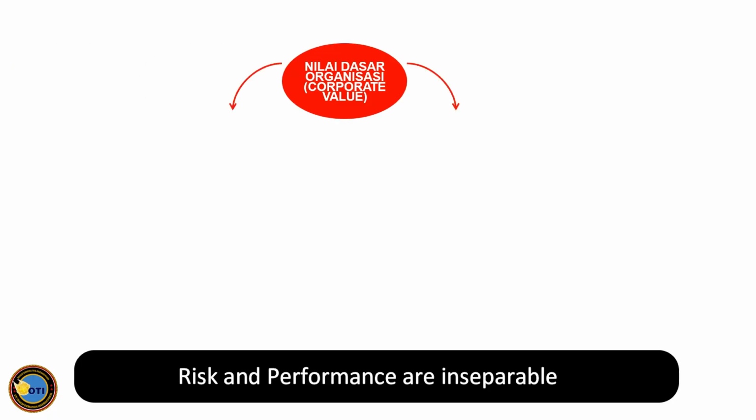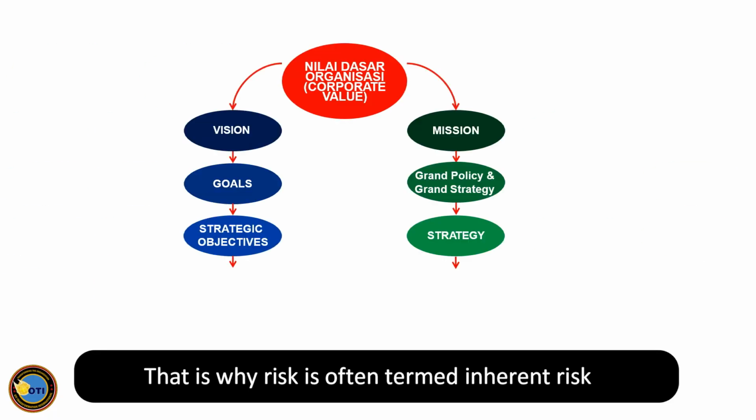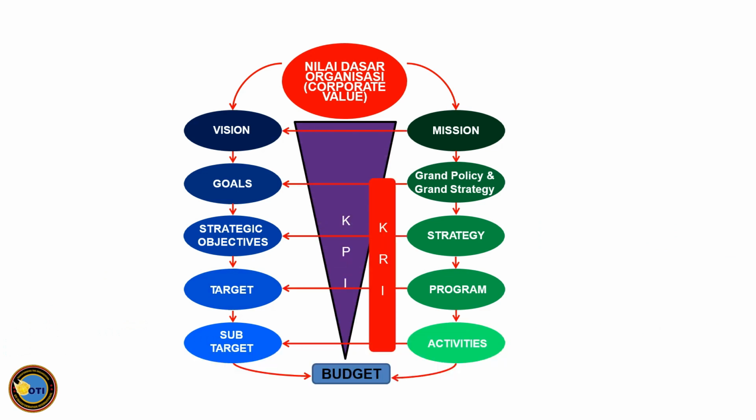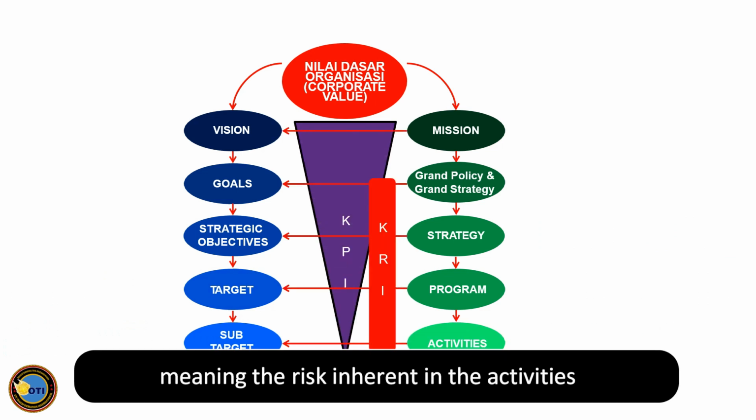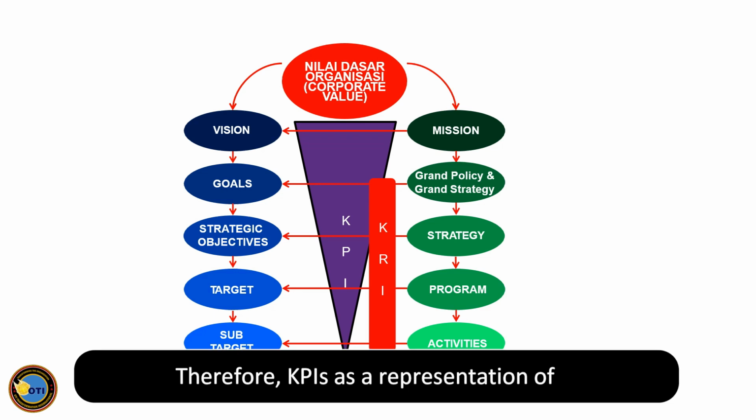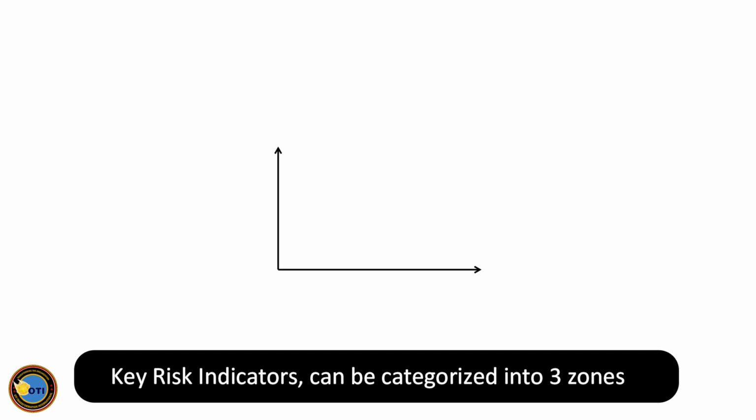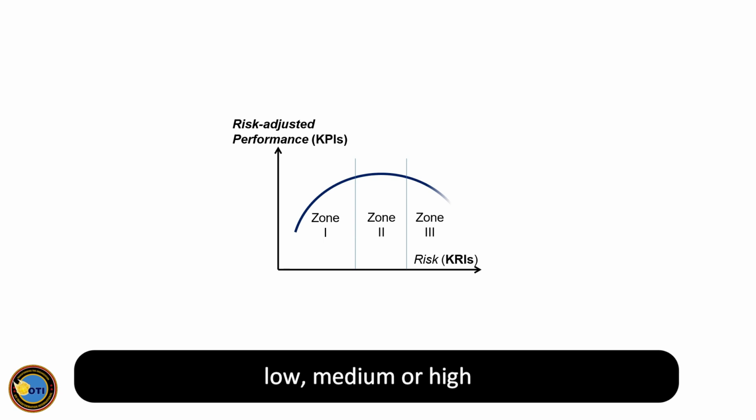Risk and performance are inseparable. That is why risk is often termed inherent risk, meaning the risk inherent in the activities, programs, strategies, policies, and vision and mission of the organization. Therefore, KPIs as a representation of performance must be connected to KRIs. Key risk indicators can be categorized into 3 zones: low, medium, or high.